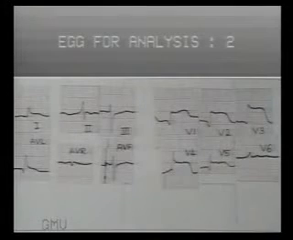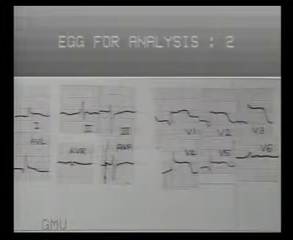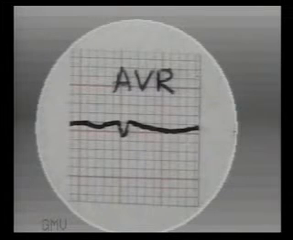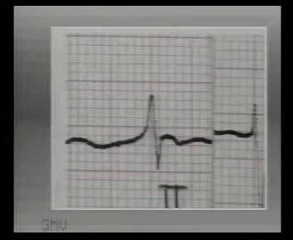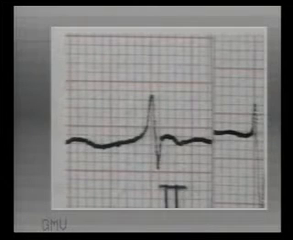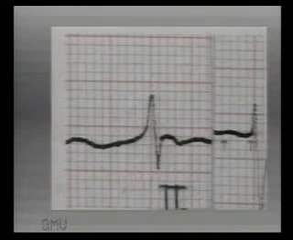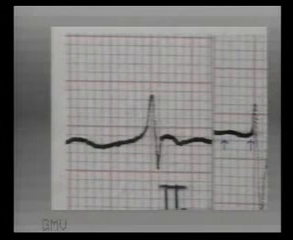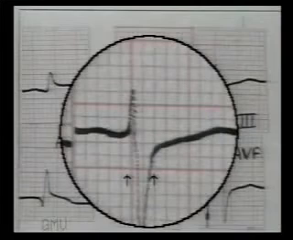Now we come to ECG number 2. First inspect it grossly. Then come to lead AVR. AVR shows negative waves, so recording is correct. In lead 2, P wave is not seen, but lead 3 shows normal P wave. The PR interval is 4 millimeters, which is normal.